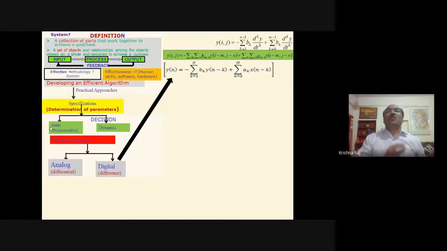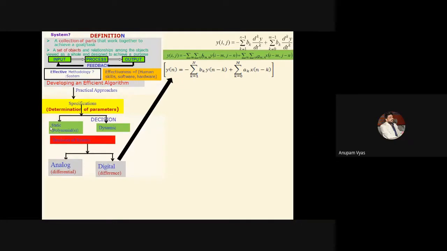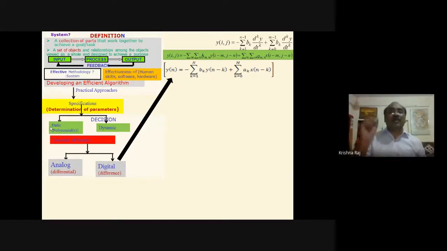Now, whatever the power of the variable, it may be 2, 3, 4, 5, whatever, that includes non-linearity. That is not responsible for dynamicity. The system will be dynamic only when there is memory, and memory is included in terms of the differential or in terms of the difference equation. Now, is it clear?